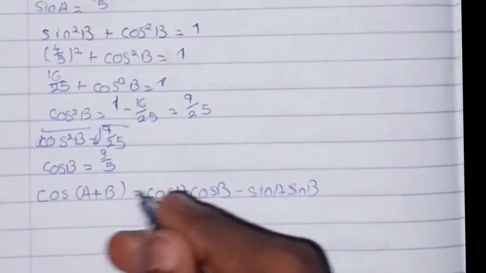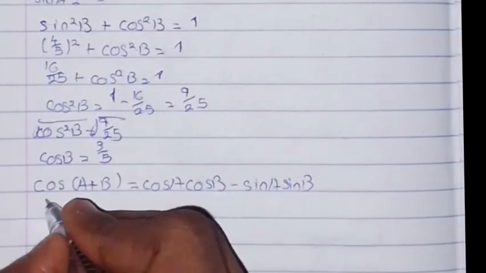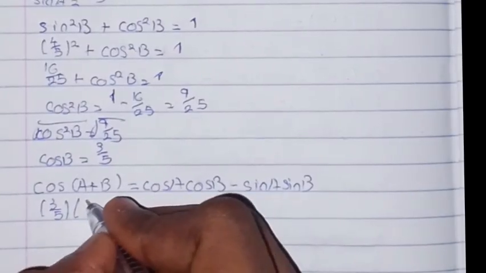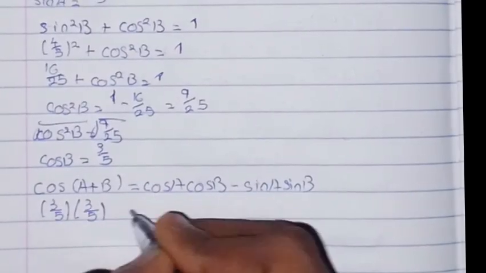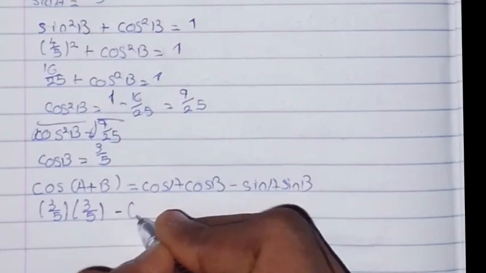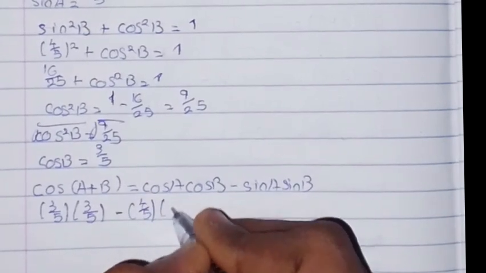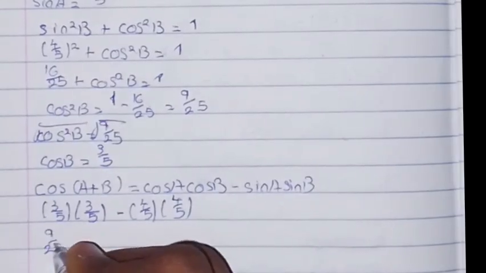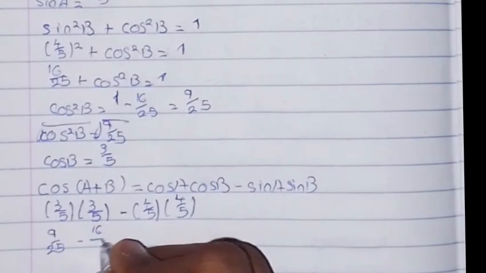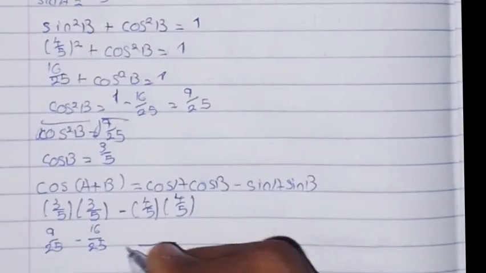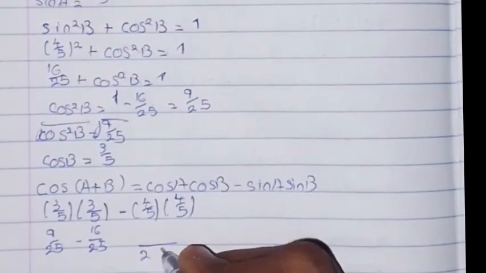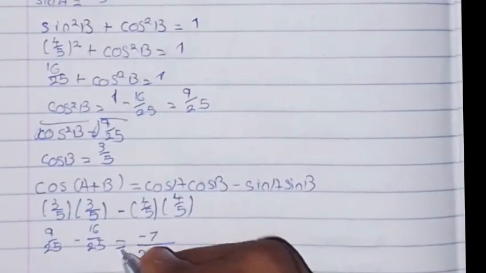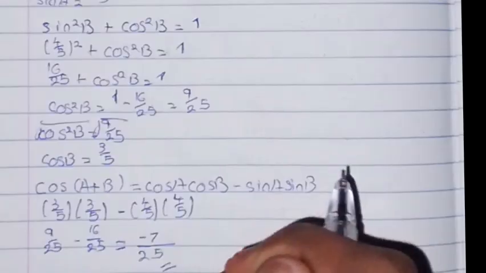Alright, so let's substitute our values now. We got cos A as 3 over 5, and we got cos B as 3 over 5 as well. Then minus sin A sin B, which is 4 over 5 times 4 over 5. So this is 9 over 25 minus 16 over 25. The LCM is going to be 25, and 9 minus 16 gives us minus 7 over 25 as our final answer for cos A plus B. Let's take the next question.